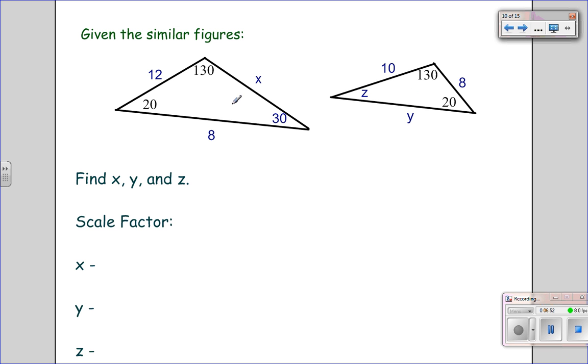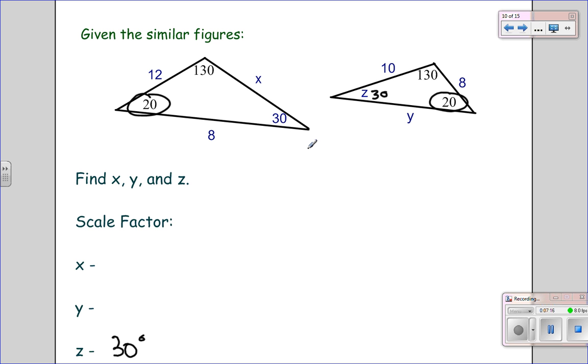Now you might be tempted to say that 12 corresponds to 10, but if you notice, the 20-degree angle is here and the 20 is over here. So this is actually, it looks like it is reflected. So first off, what's Z going to be? Well, we know that the angles are congruent, so Z has to be 30 degrees. So that was easy enough.